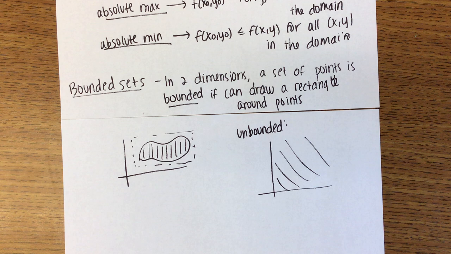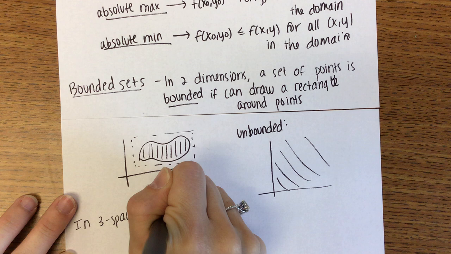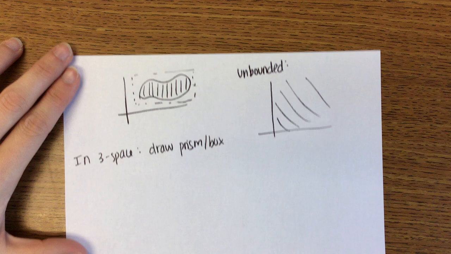In three space, you are going to draw a prism, a cube, a box, whatever term you want to use. Does that make sense? Okay, this is not random. We need this idea of bounded for what we're going to do next.